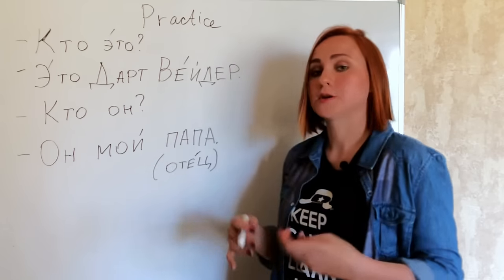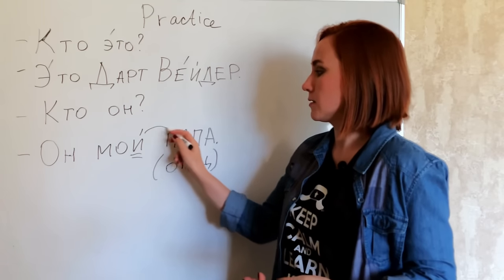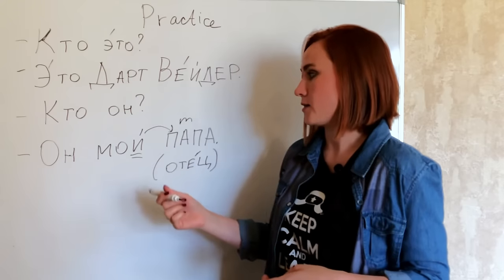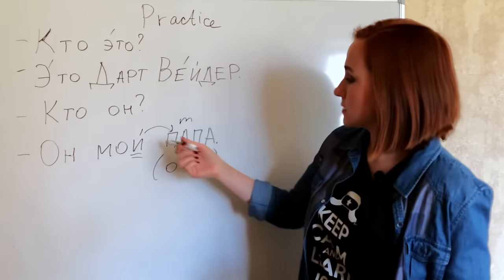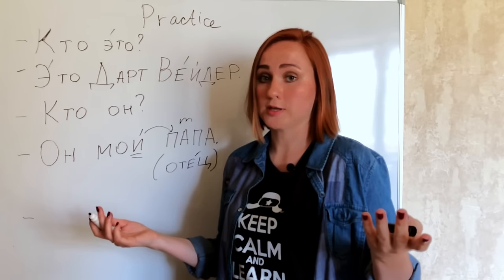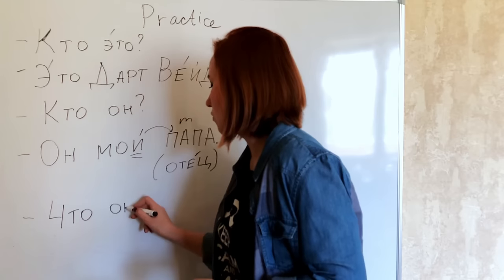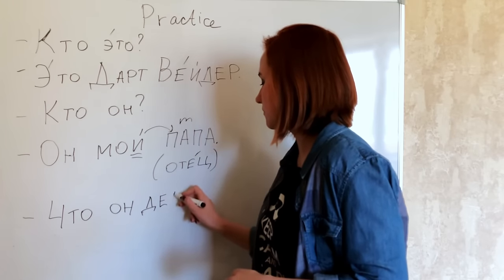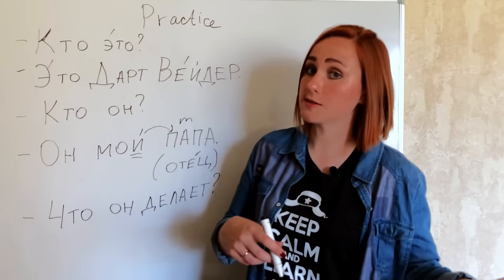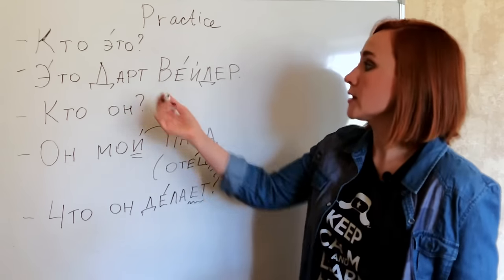This word and this word, they are both masculine because it's a male person, right? Мой, because this is masculine. Он мой папа. He is my dad. So obviously it's Luke speaking here. Then you may ask, we already know some verbs, so we can say, what is he doing? Что он делает? If you forgot the verbs, go to the previous lesson and learn everything about those endings. What is he doing?